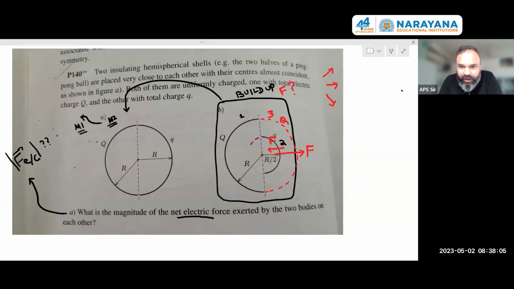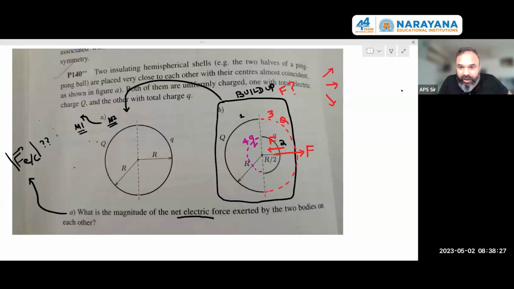Let me draw another hypothetical hemispherical shell, again carrying a charge of small q. And why have I made this? Now I'm saying, look into one, and let's call this purple guy as F. It is also having small q. This is also having small q. All of them are insulating in nature.